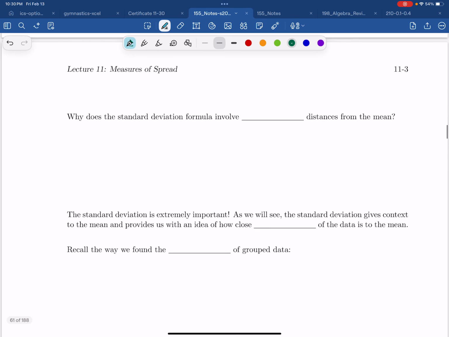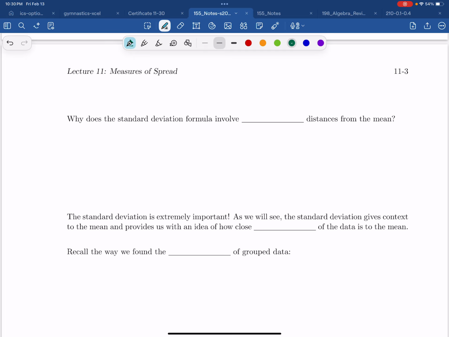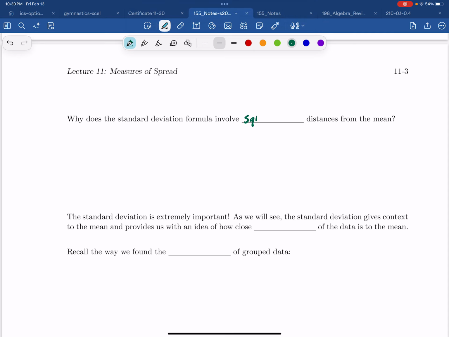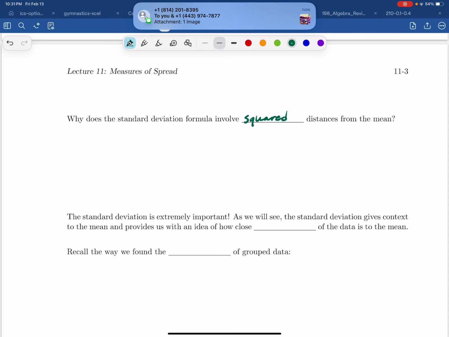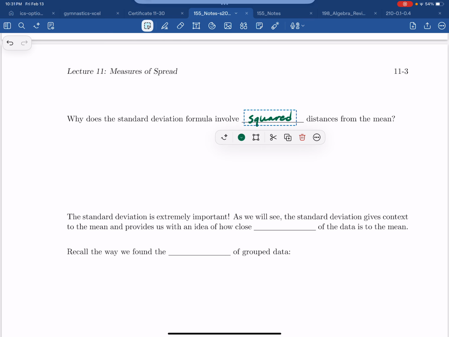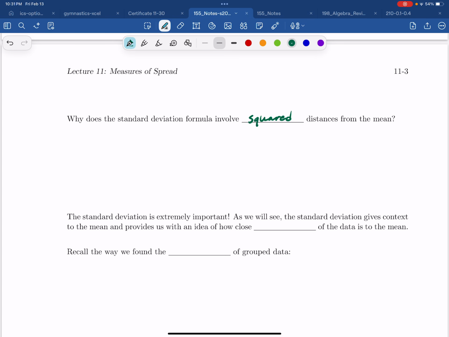Okay? Now, just one thing you might be wondering. Why does the standard deviation formula involve squared distances from the mean? The reason is technical. I don't want to get into this too much, but just the basic idea behind this is that, sorry for these notifications here.